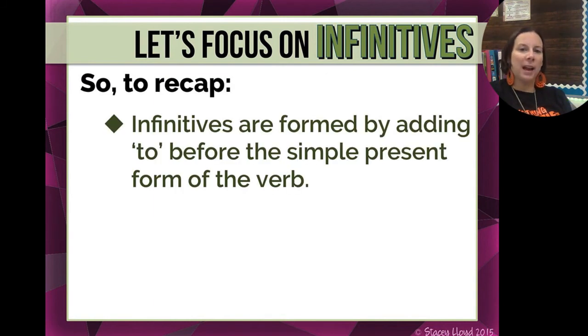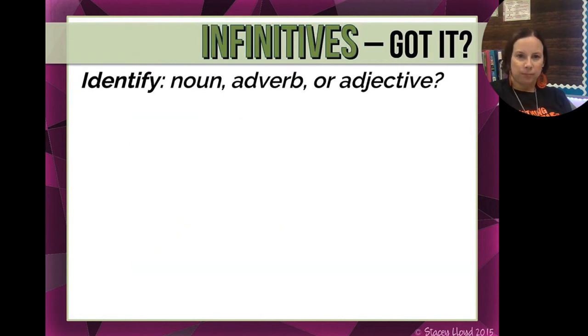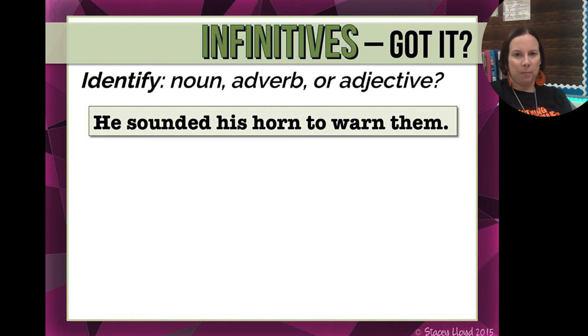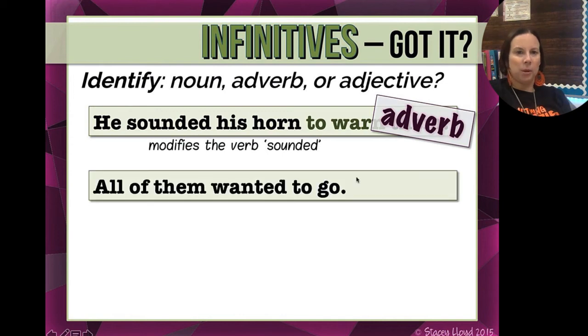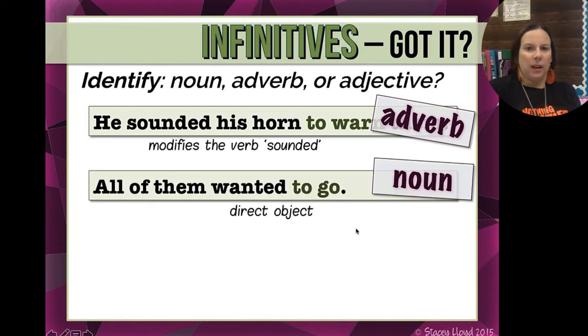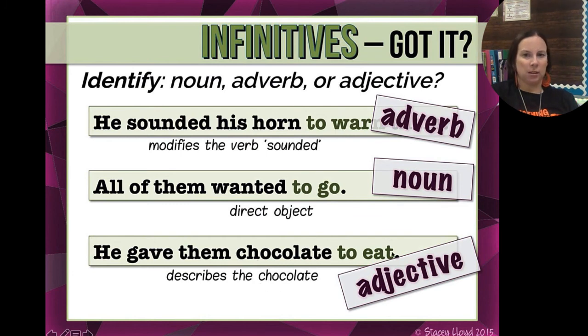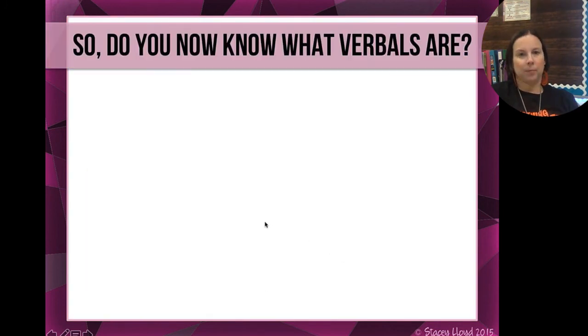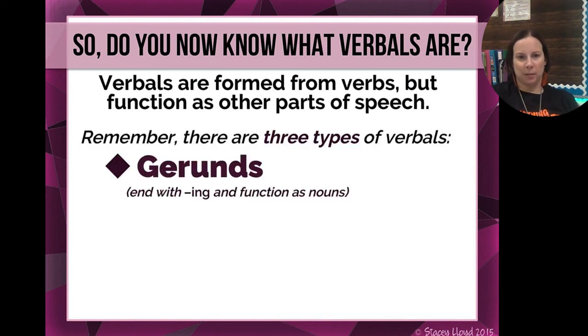Infinitives are formed by adding to before the simple present form of the verb, and they function as nouns, adjectives, or adverbs. He sounded his horn to warn them. It modifies the verb sounded. Why was it sounded? To warn. So it's an adverb. All of them wanted to go. What did they want? To go. So that's a direct object. He gave them chocolate to eat. It describes the chocolate. Which chocolate? The chocolate to eat. Verbals are formed from verbs, but function as other parts of speech. Three types: gerunds, participles, and infinitives.